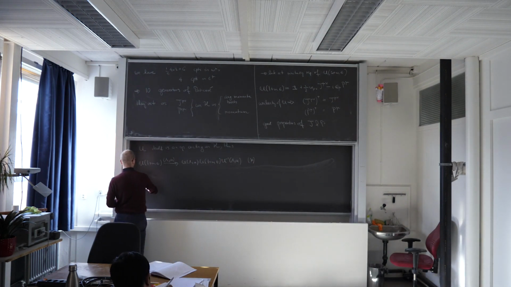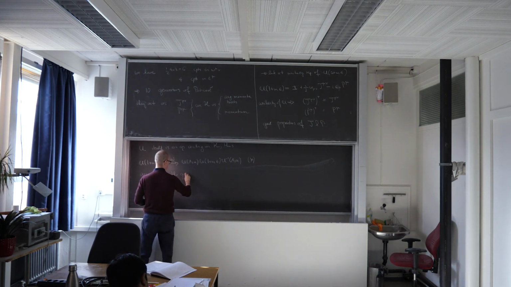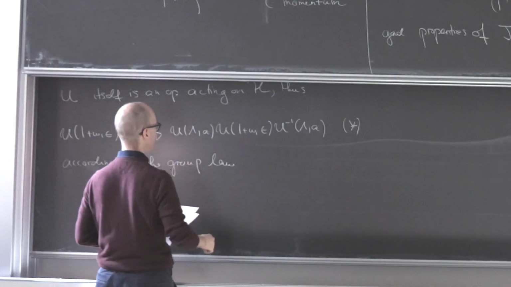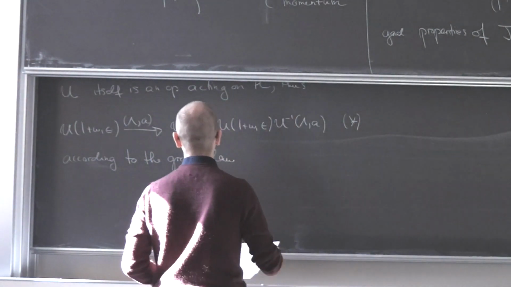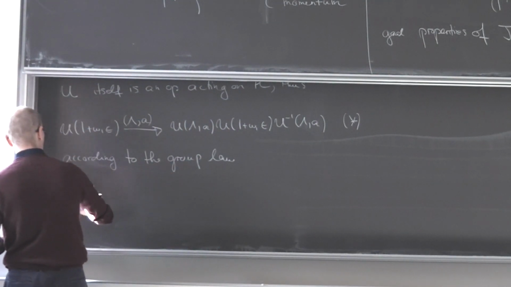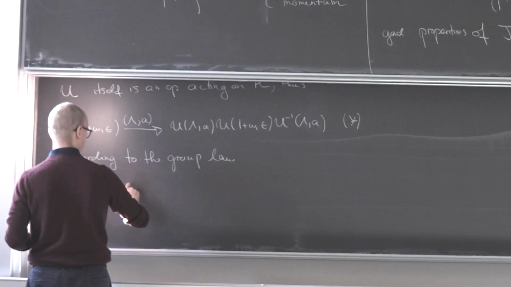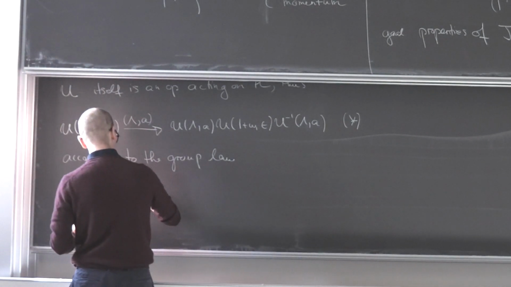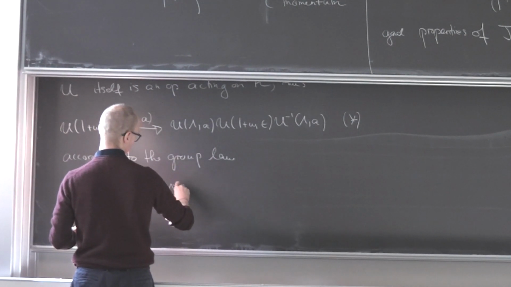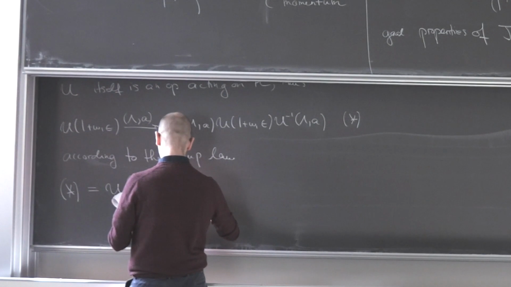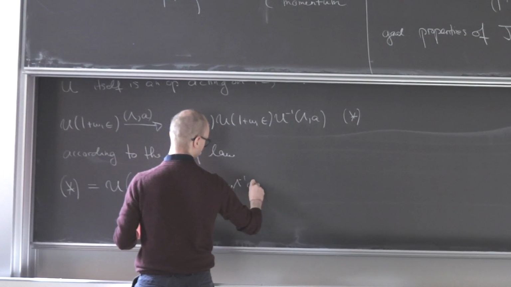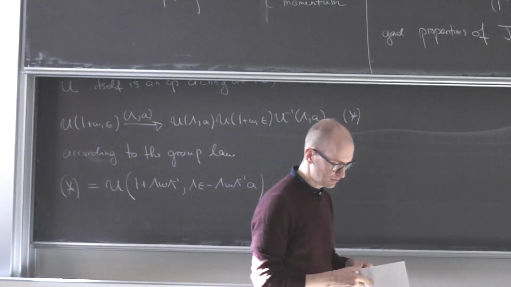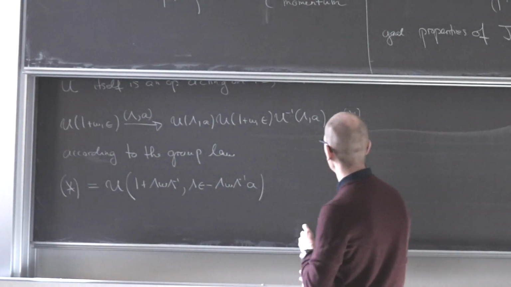So then, according to the group law, we can rewrite this as one particular expression. This is equal to U of 1 plus lambda omega lambda inverse, and then lambda acting on epsilon minus lambda omega lambda inverse A. That's an elementary calculation, which I encourage you to do. But it's basically just applying the group law twice.